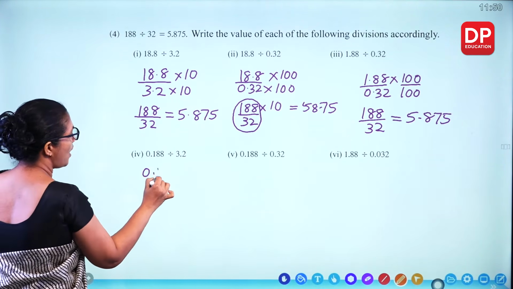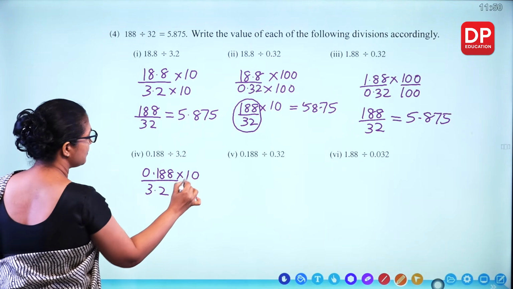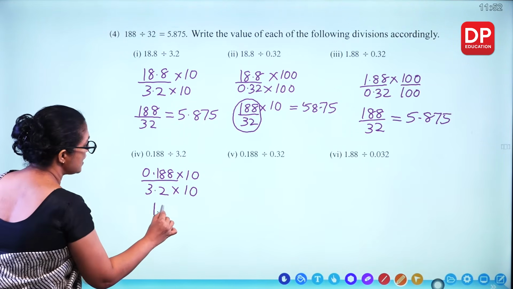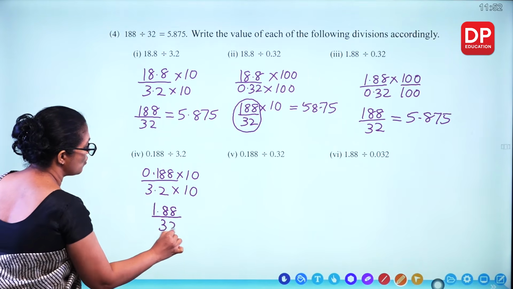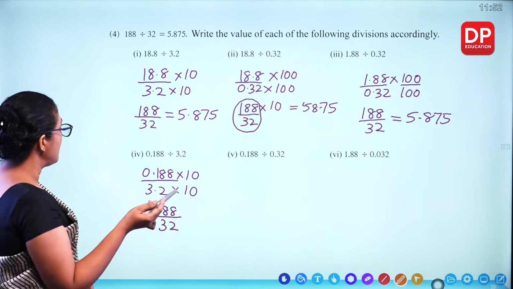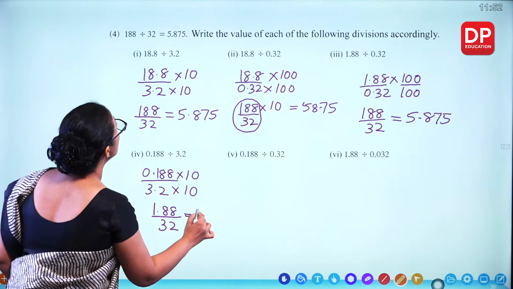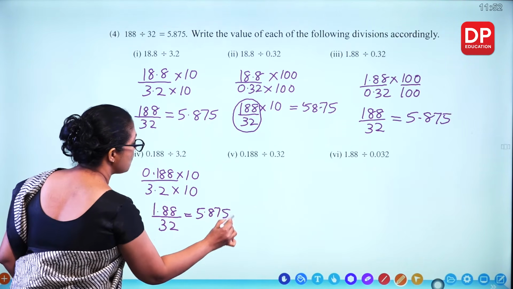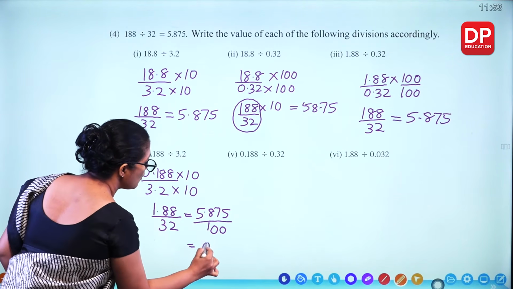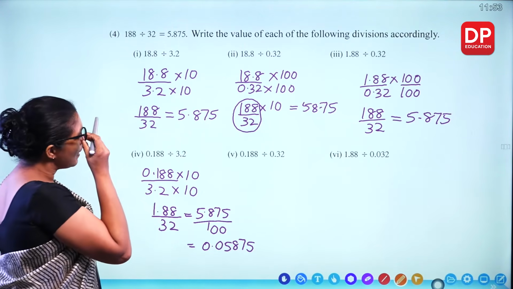This one, 0.188 divided by 3.2 means multiply by 10 first. What happens? So you get 1.88 divided by 32. Now 188 divided by 32 is 5.875. Now this is again you have to divide by 100. So 5.875 divided by 100. Take two places to the left, 0.05875.